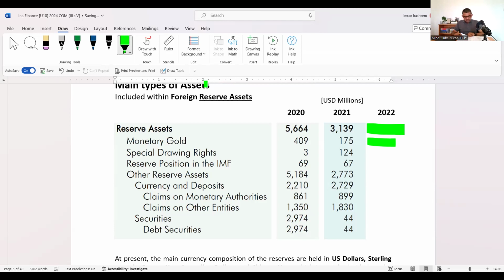Then reserve position at the IMF, right? Special drawing rights. Then other reserve assets, currency and deposits. This is an important item, currency and deposits. Make a note with us, so just mark that so that you can fill those values, right? Claims on monetary authorities, claims on others, debt securities, right?